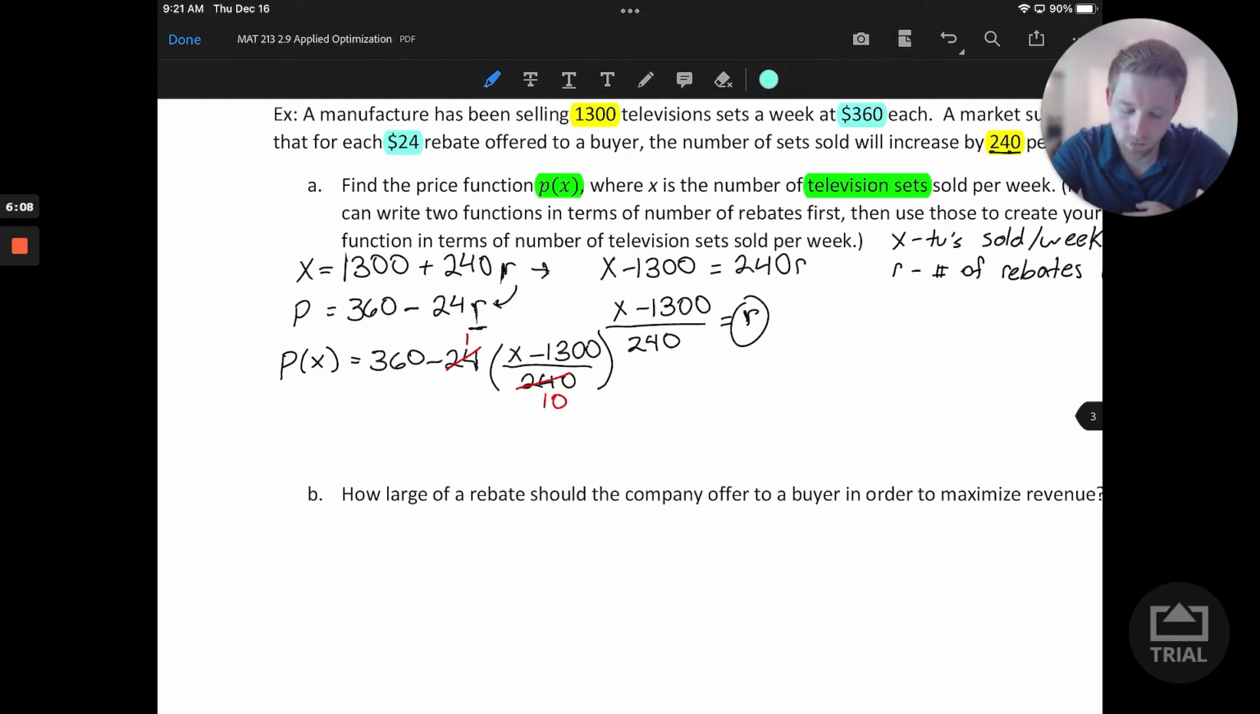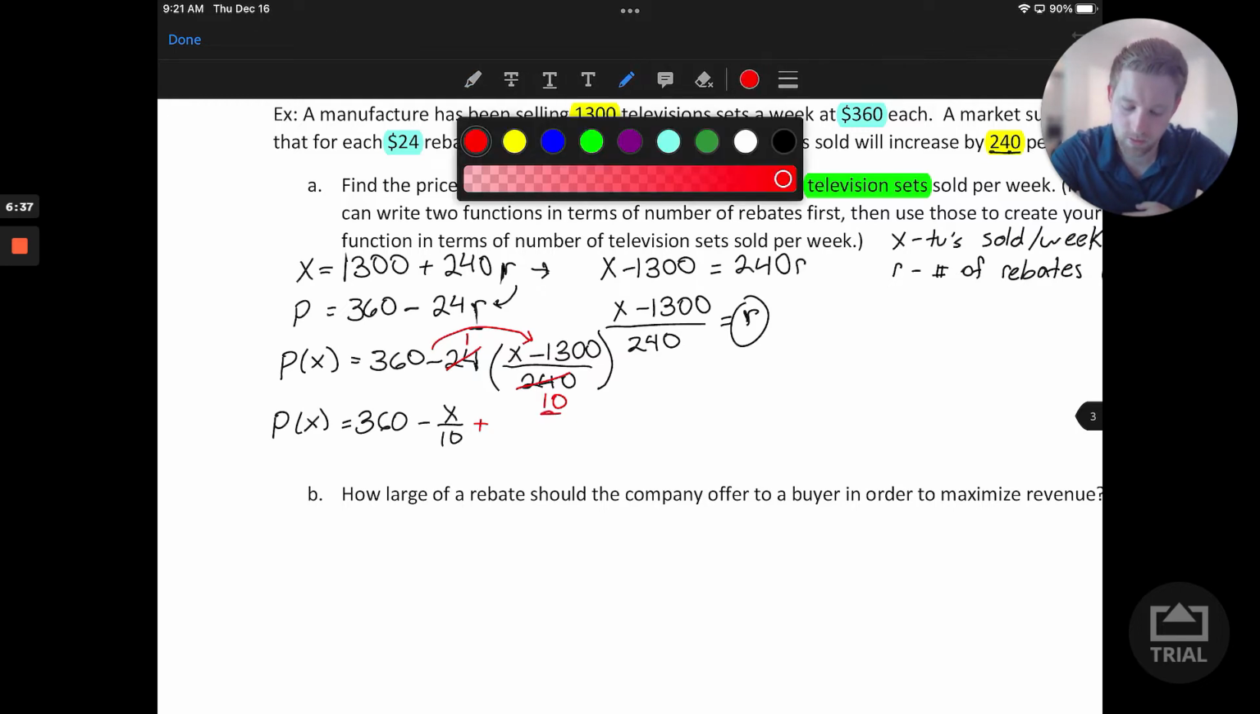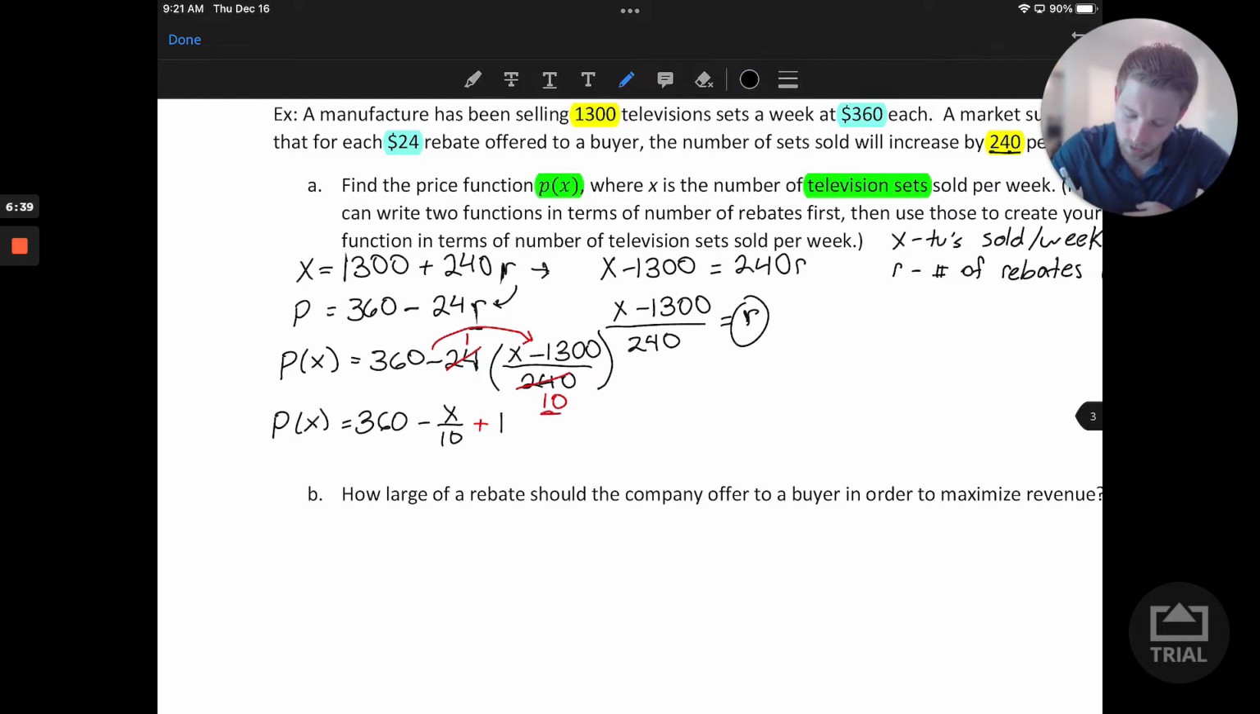And then as we rewrite this, P of X is 360 minus X divided by 10. And then we'll have a double negative when we distribute this. So two negatives will make a positive. And then we'll have 1300 again divided by the 10, which is 130. So we'll still have 130 here.